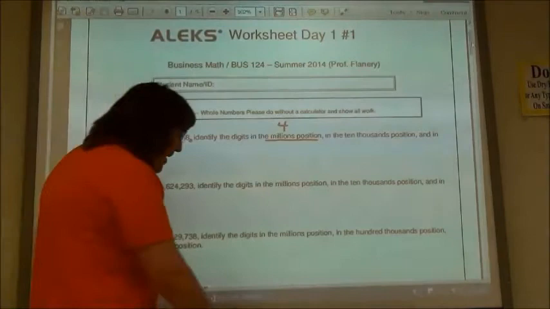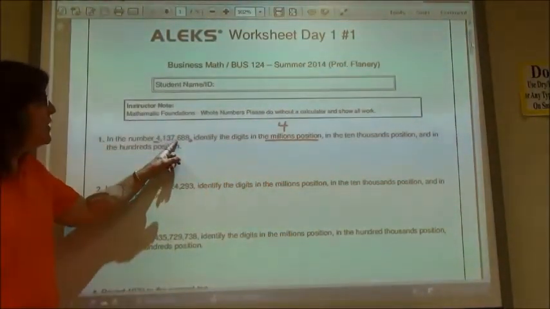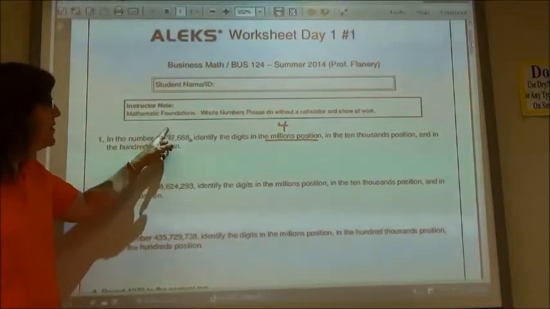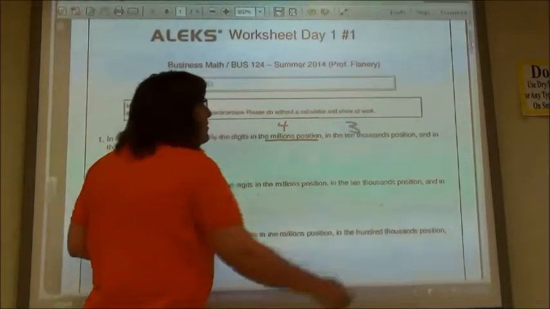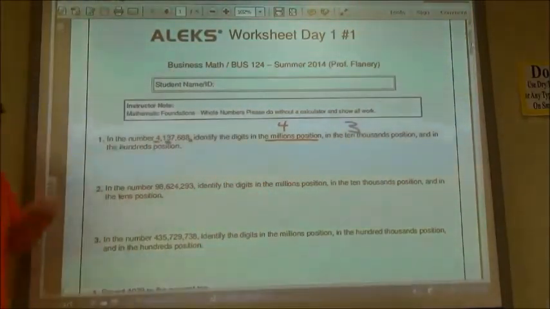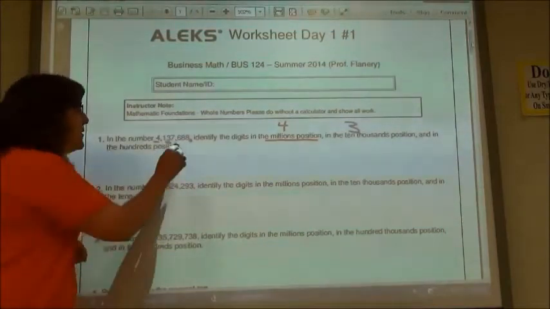The number in the 10,000s position. So the first comma is our thousands. We want to be in the 10,000s, so the 1s and then the 10s. So the 3 is in the 10,000s position. And in the hundreds position, it's going to be before the comma, 1s, 10s, hundreds.